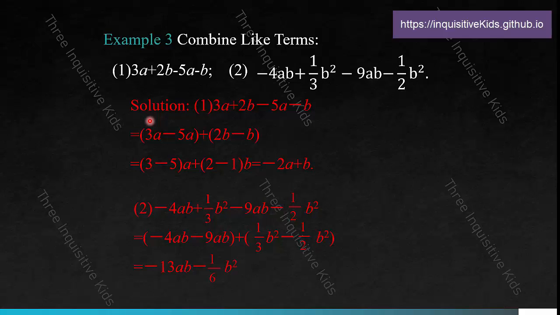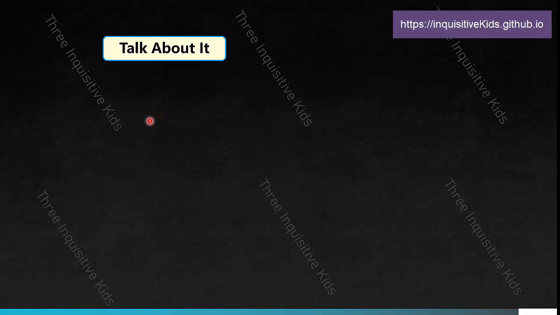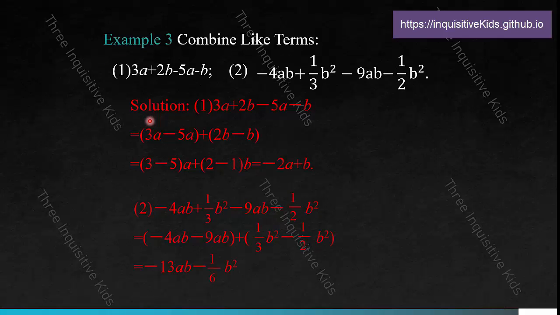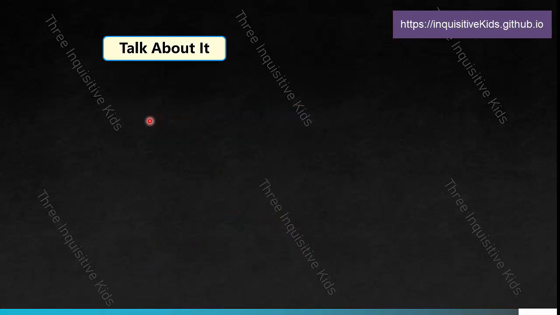And second problem. Negative 4ab plus 1/3 b squared minus 9ab minus 1/2 b squared. You find like terms: negative 4ab and negative 9ab, and another pair, 1/3 b squared and negative 1/2 b squared. You're going to factor them out, simplify the parentheses, then you get the answer, negative 13ab minus 1/6 b squared.